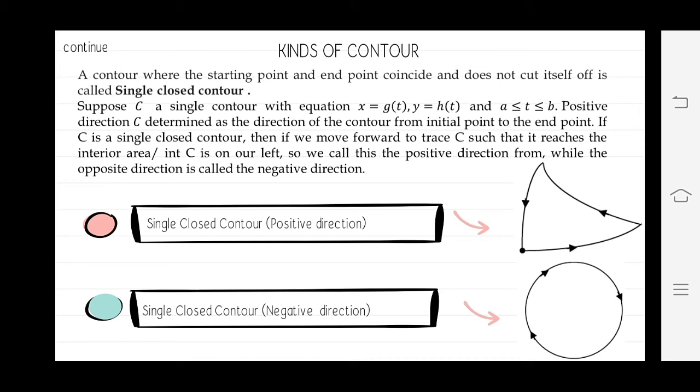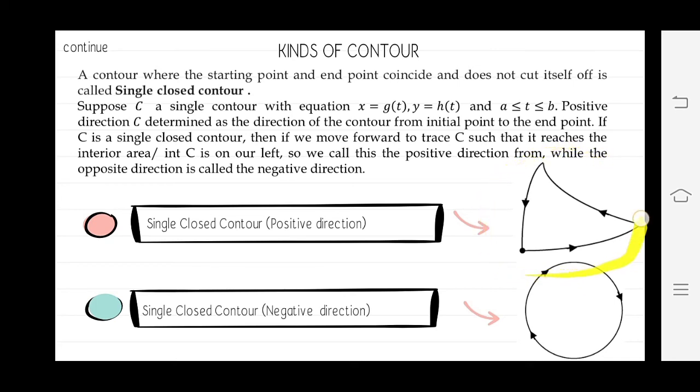Positive direction of C is determined as the direction of the contour from initial point to the end point. If C is a single closed contour, then if we move forward to trace C such that the interior of C is on our left, we call this positive direction, while the opposite direction is called the negative direction.